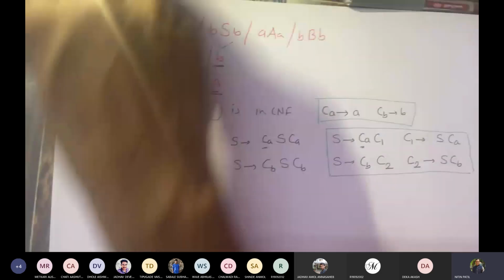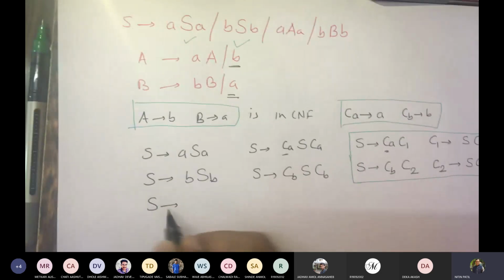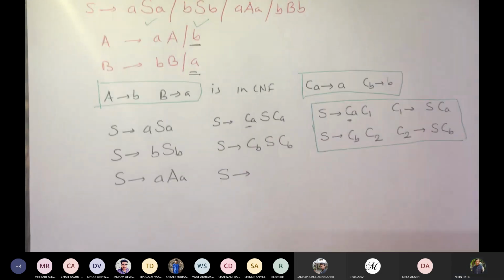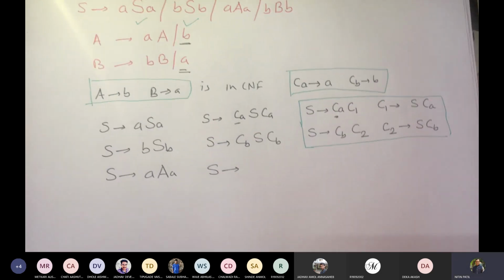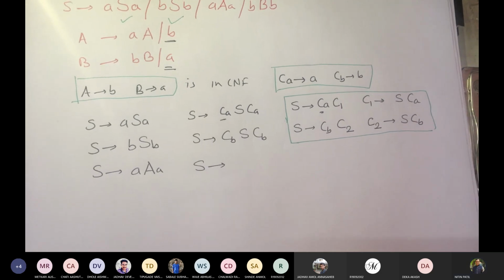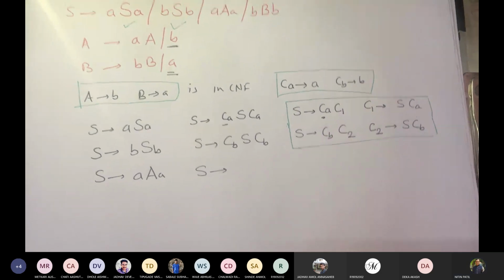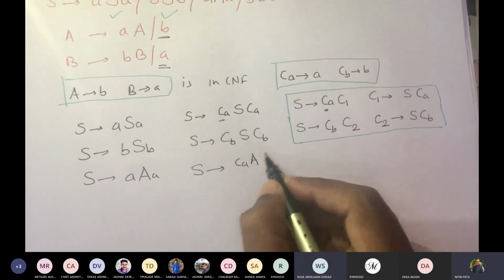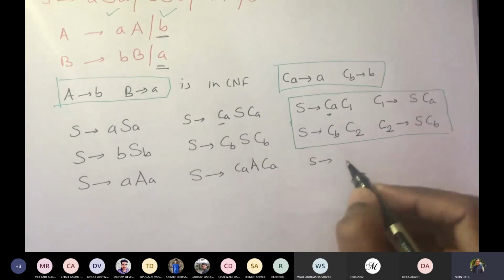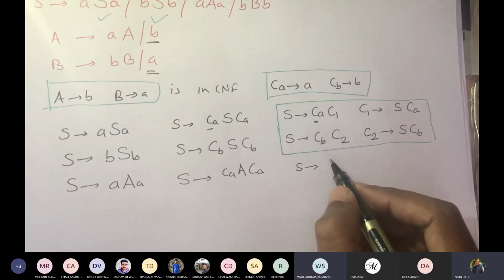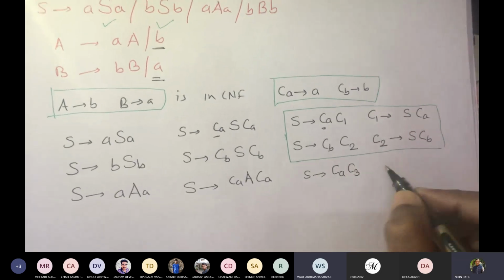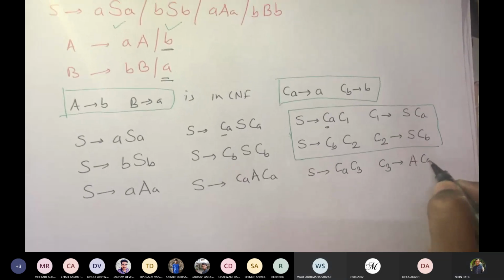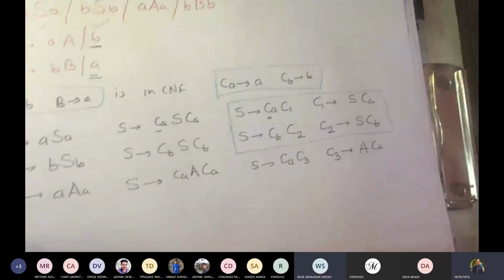So let us take A gives A. Can somebody tell me what will happen to A gives? Other than Akash, Abhilasha, can you tell me? Abhilasha: it gives CA A CA. Later, S gives CA C3. Very good. CA C3, and C3 gives A CA. So I hope you understood this now, correct? Okay.